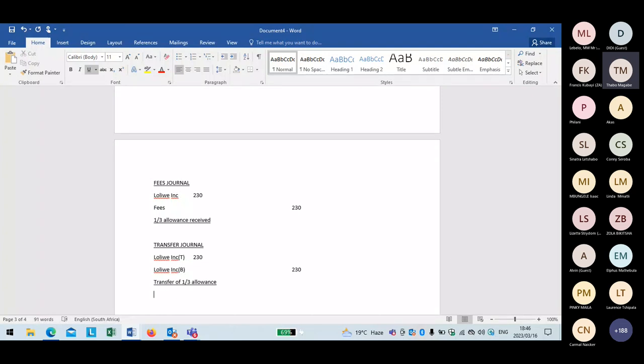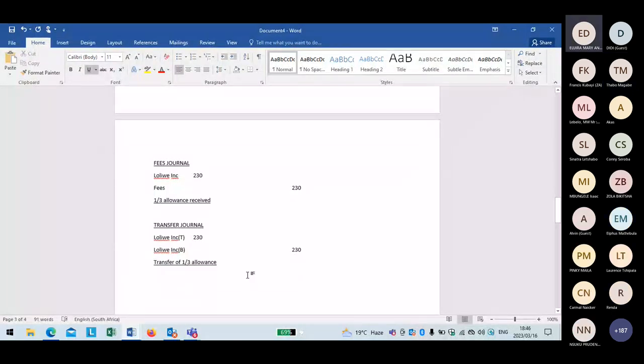Prof, can I ask a question? Yes, you may. Do we have to say transfer of a third allowance? I did do my homework, but I put here transfer owed to business. Transfer to business. I said transfer. You said transfer to business. Yeah, owed. It was transferred because it's owed.